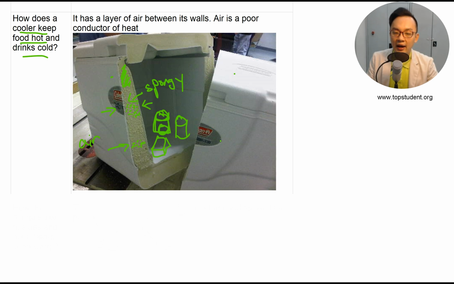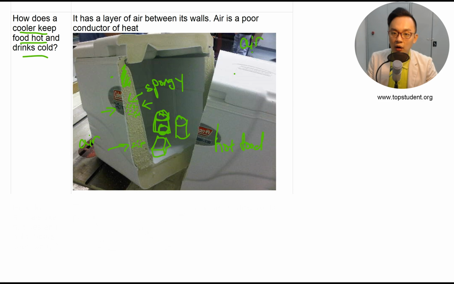Now, if I have hot chicken or hot food, I put some hot food inside here. I have some hot food here, and I have normal air outside. How is my heat going to travel?